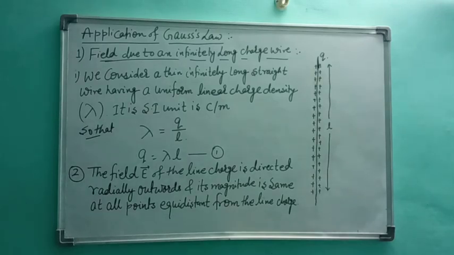Now second point, the field E of the line charge is directed radially outward, and its magnitude is the same at all points equidistant from the line charge.